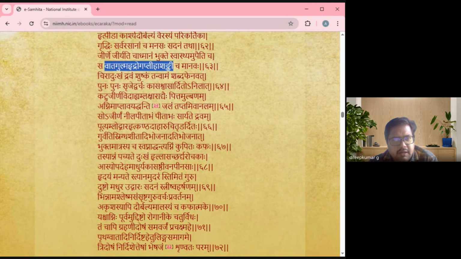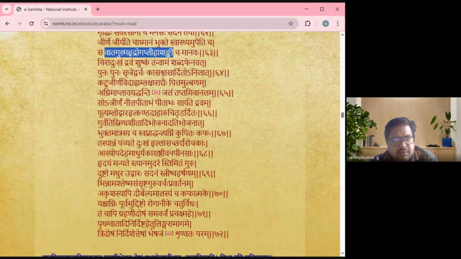Next is Pittaja Grahani. Because of intake of Katu, Ajirna, Vidahi, Amla, Kshara, etc., the person becomes Pitabha, Nilabha, etc. Sarati Drava, there may be loose stools. Puti, Amla, Udgara, Hrutkantadaha, Aruchi. So these are all the features of Pittaja Grahani.